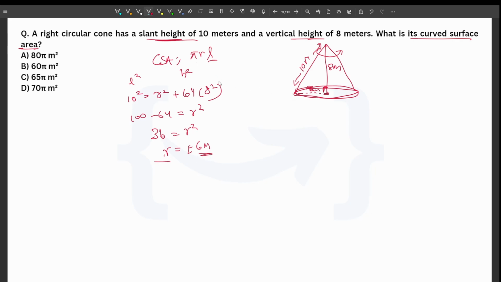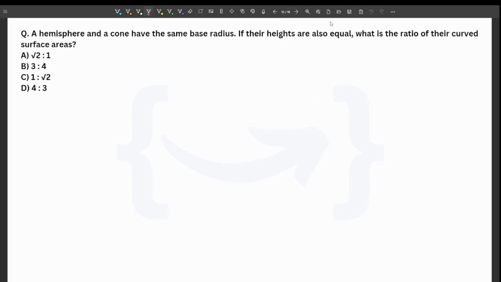Now I will be able to find my CSA. Yes, my CSA would be pi of 6 into L, which is 10. So I can see my answer would be 60 pi meter square. 60 pi meter square, isn't it? So yes, we found the answer. This is a very easy question. I hope that before watching me solve, you have already solved this particular question.